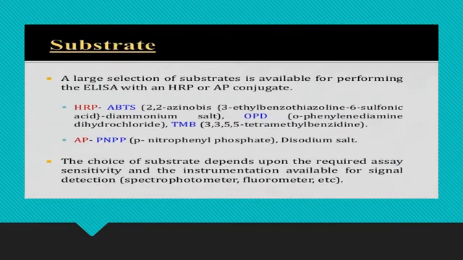A large selection of substrates is available for performing the ELISA with an HRP, horseradish peroxidase, or alkaline phosphatase conjugate. The choice of the substrate depends upon the required assay sensitivity and the instrumentation available for signal detection, which is a spectrophotometer or plate reader. The plate reader may have filters to detect the HRP but not a filter to detect the alkaline phosphatase, so it depends on the instrument available in our lab.